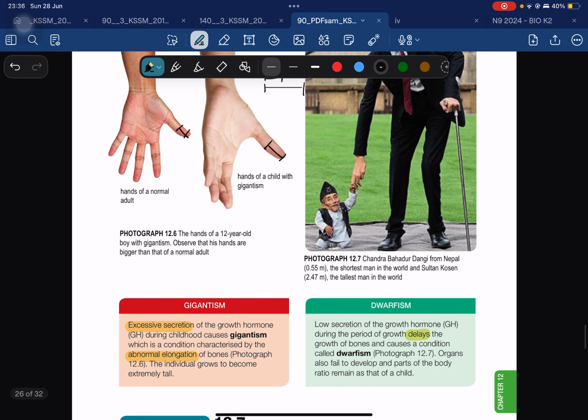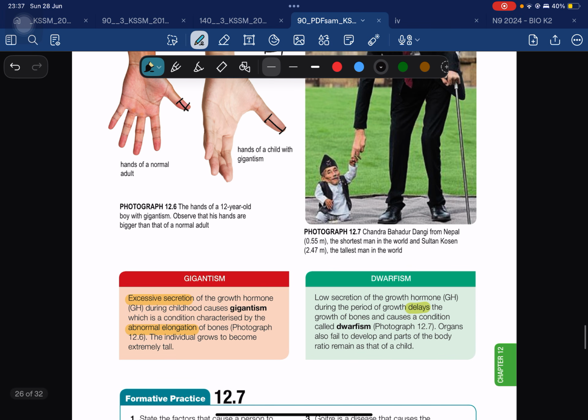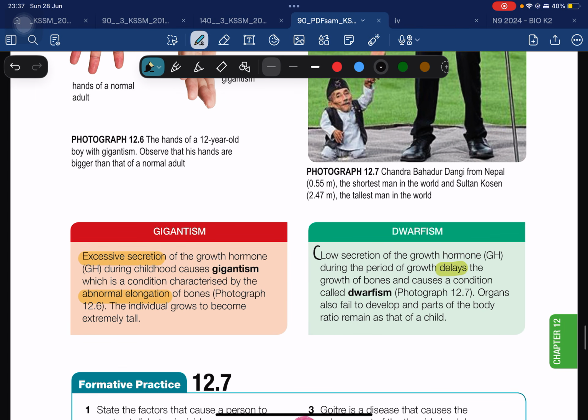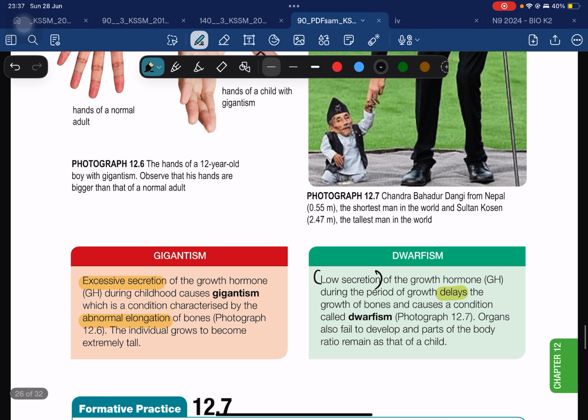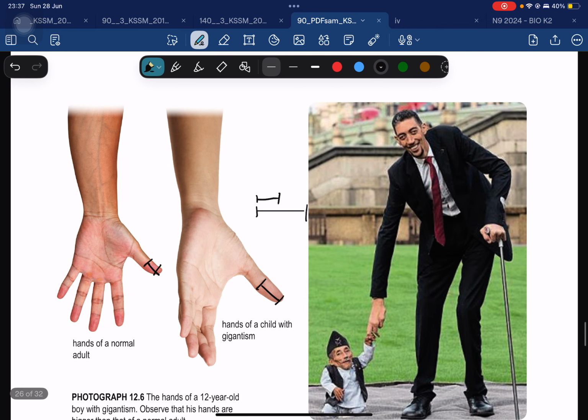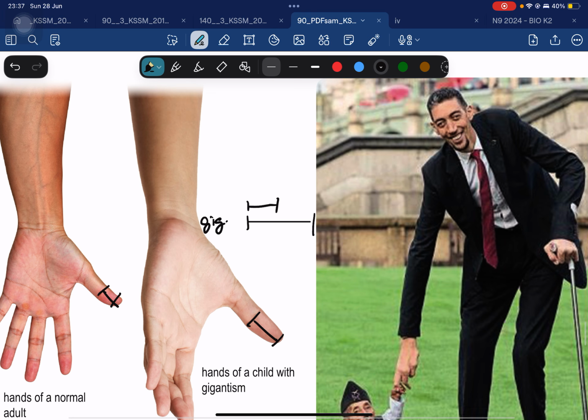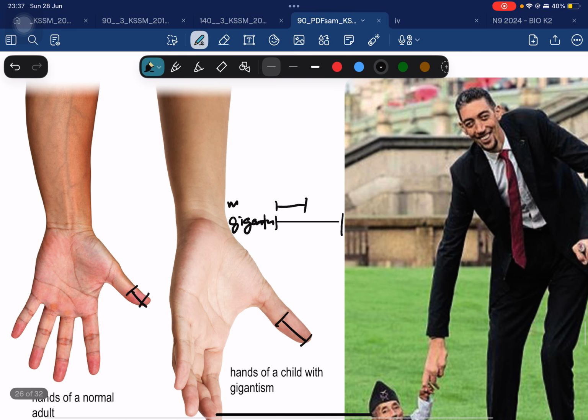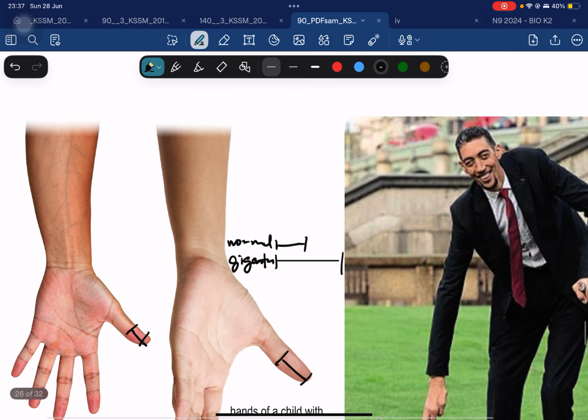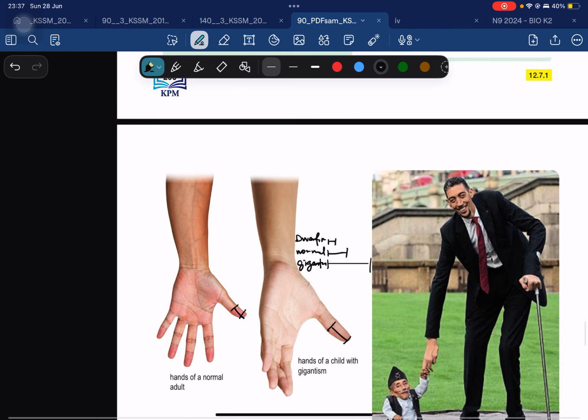But there will also be a contrasting case, which is dwarfism. Dwarfism occurs when there is insufficient, or low, secretion of growth hormone during the period of growth, which is during childhood. So when the growth hormone is pretty low, it will delay the growth of the bone. So the bone will be shorter than this. For example, this is the bone for gigantism, this one is for normal, and for dwarfism, it will be short like that.